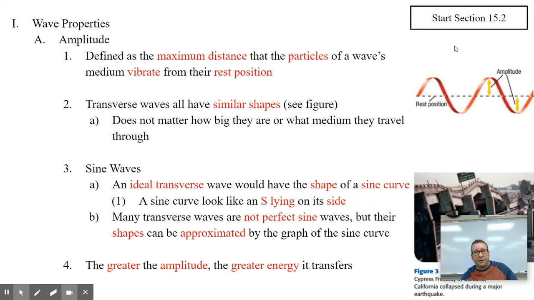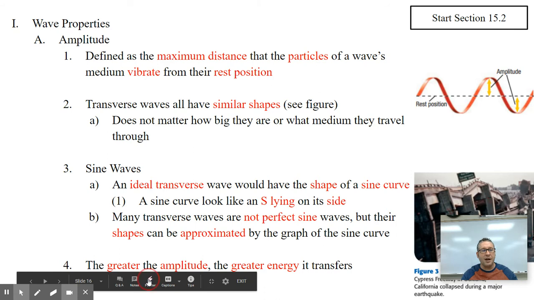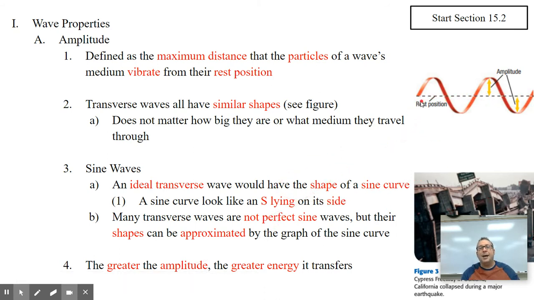Wave properties are the focus of this topic, and we're going to be looking first at amplitude. We talked about amplitude in the first section. It's the maximum distance that the particles of a wave's medium vibrate from their rest position. This dotted line will be its rest position, meaning if there were no disturbance and no energy flowing in this medium, particles would just be sitting along this line. But as a wave of energy goes through this medium, the particles vibrate up and down all around that rest position.